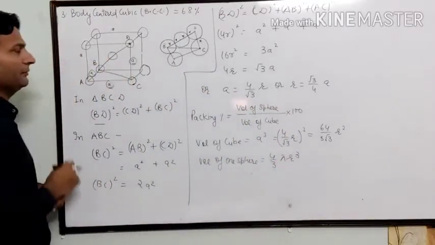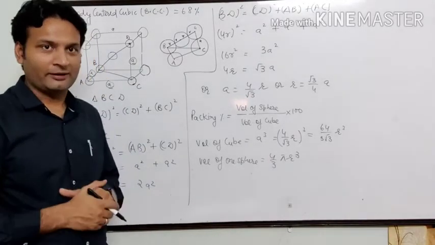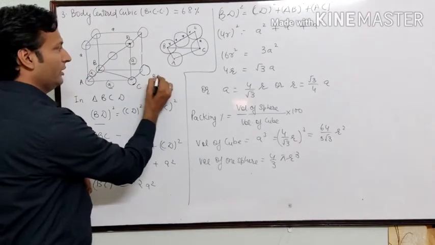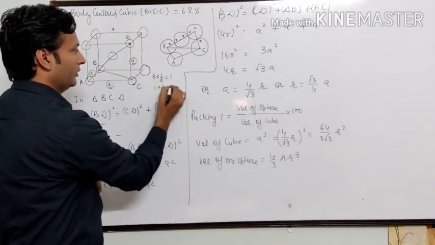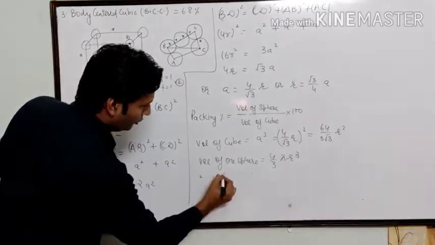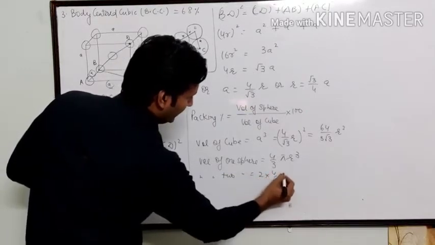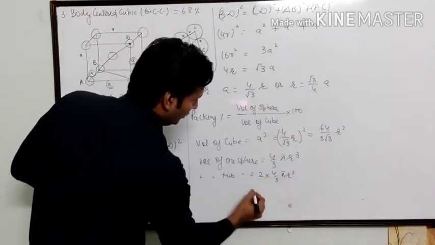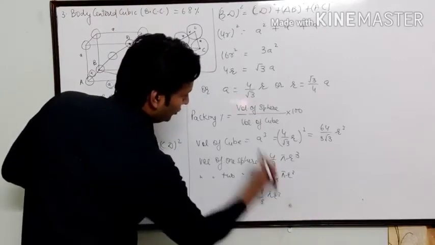But in BCC there are two particles, one at the corner and one at the center. Again I am calculating 8 into 1 by 8 is equal to 1, and 1 into 1 by 1 is equal to 1. There are total two particles. So volume of two spheres will become 2 into 4 by 3 pi R cube, or we can write 8 upon 3 pi R cube.